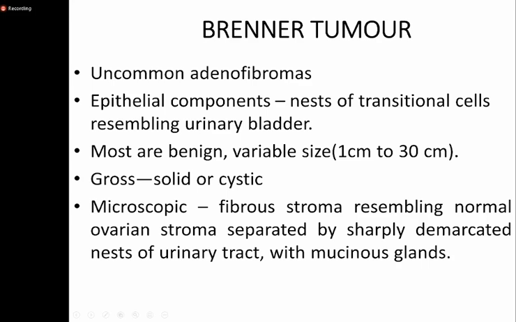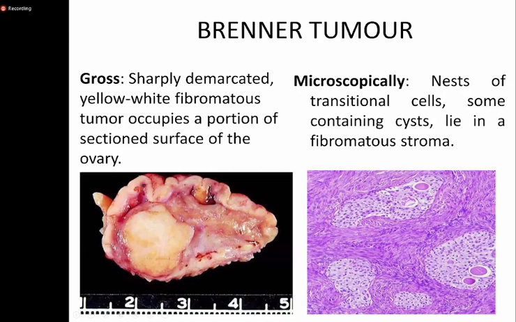And they tend to be solid with cystic spaces. The fibrous stroma resembles normal ovarian stroma and is separated by sharply demarcated nests of urinary tract epithelium with mucinous glands. So it's very classical. Once you see the histology of it, you just never forget it because it has such a classical appearance.